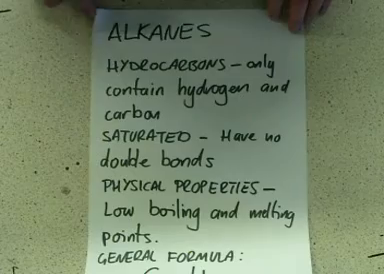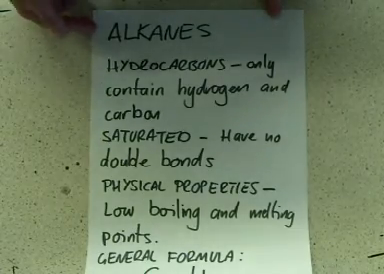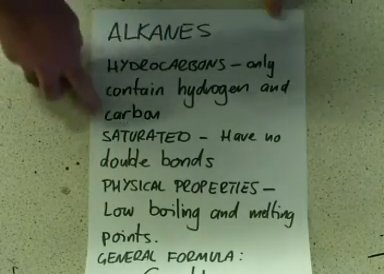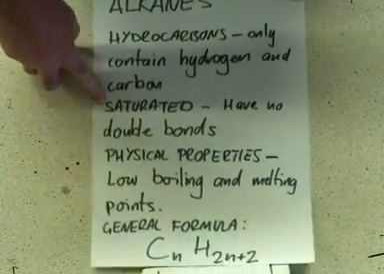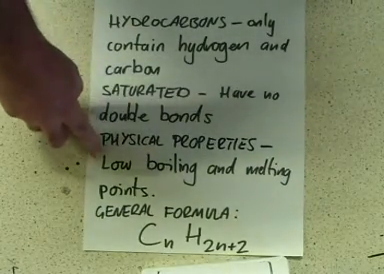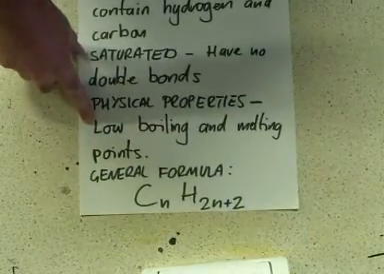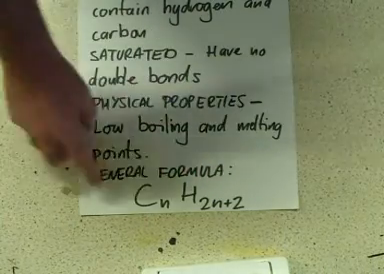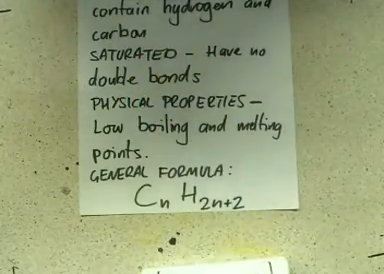Okay, the first group of organic chemicals are the alkanes. They are hydrocarbons because they only contain carbon and hydrogen. We call them saturated because they have no double bonds. Their physical properties are generally low boiling and low melting points, and they have a general formula of CnH2n+2. This means that for every carbon there are twice as many hydrogens plus 2.